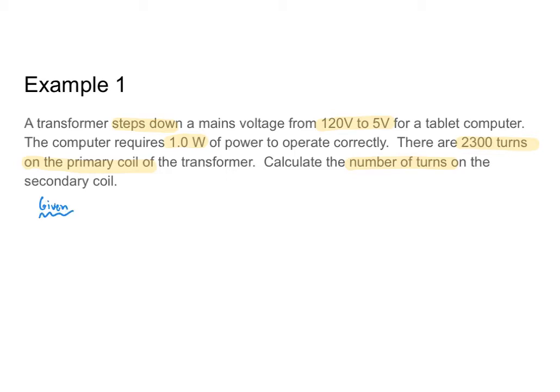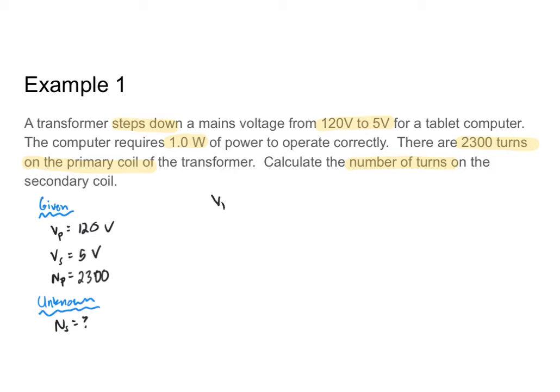So I know that my primary voltage is 120 volts and my secondary voltage is 5 volts. I also know that the number of turns in my primary coil is 2,300. And I am trying to find the number of turns on my secondary coil, or NS. And we just went over the equation that relates them.